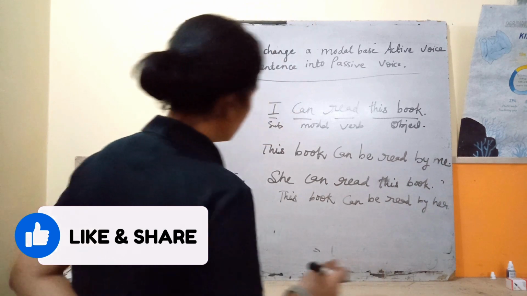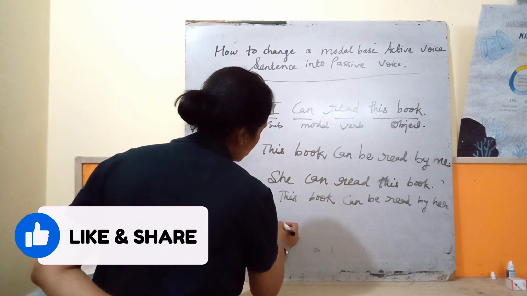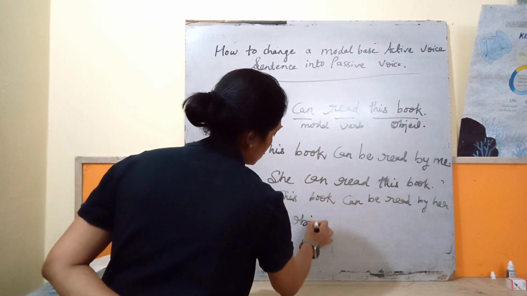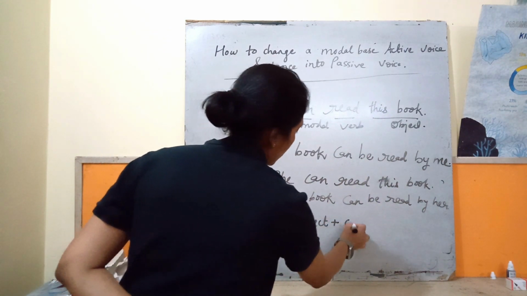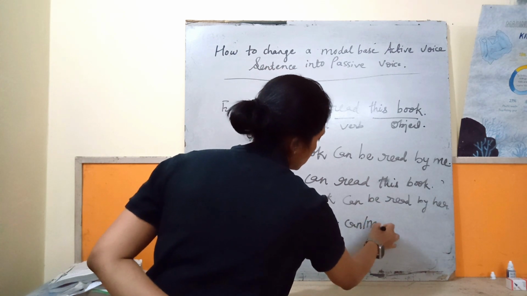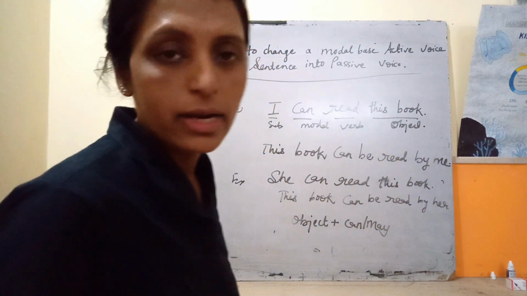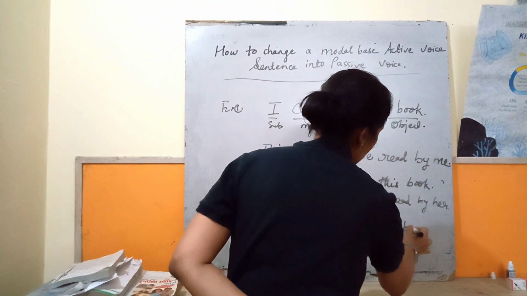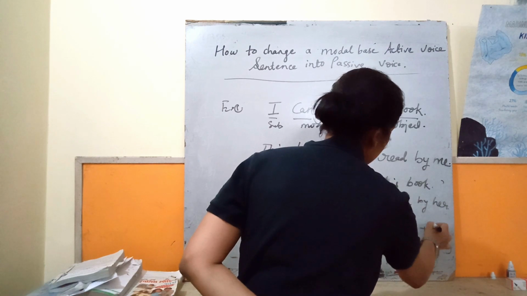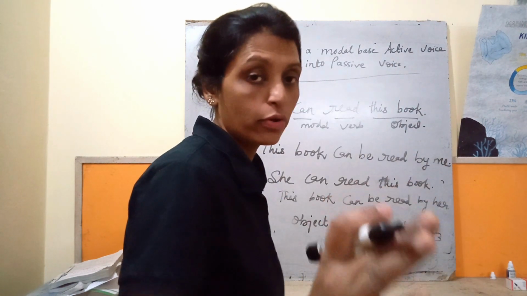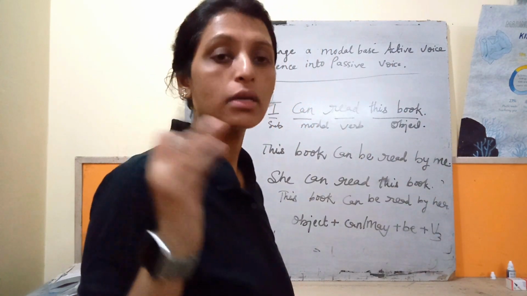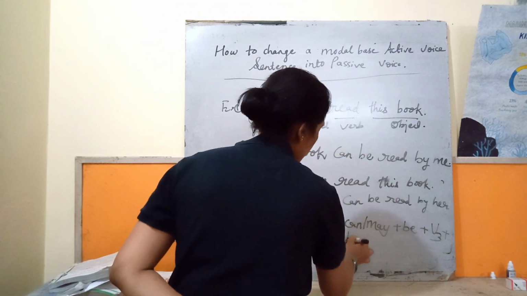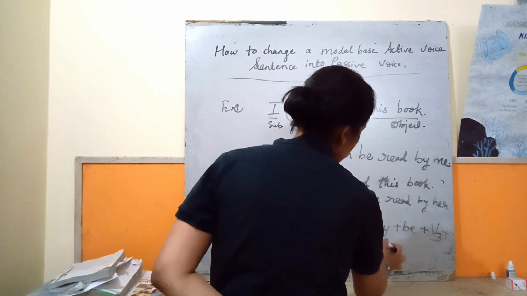So the general rule that we can use is here. When we write it into the passive voice, first the object comes, then can or any modal that we are using, like can, may, must, plus be, plus the verb's third form. In the passive voice, we use only the third form of the verb, plus by and the subject.